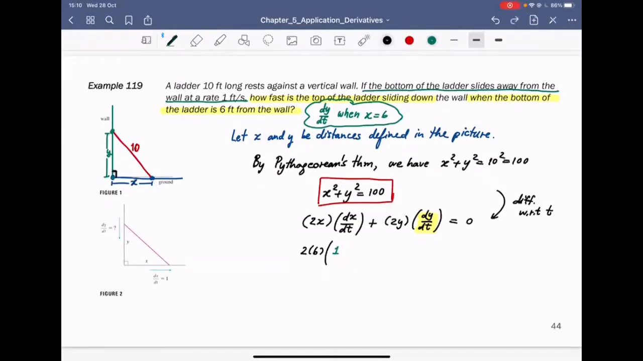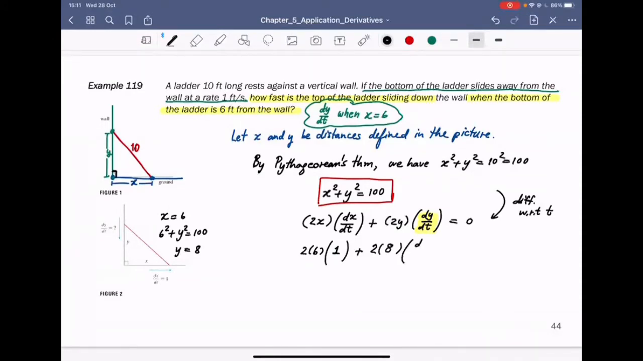I'm going to use the black color, so they are the same. All right, plus 2 times y. What is my y now? When x equal to 6, you can find y, right? Because when x equal to 6, you know that 6 squared plus y squared is going to be 100. So you can solve for y. That means y squared is 64, and y must be positive because this is a length. So y equal to 8.